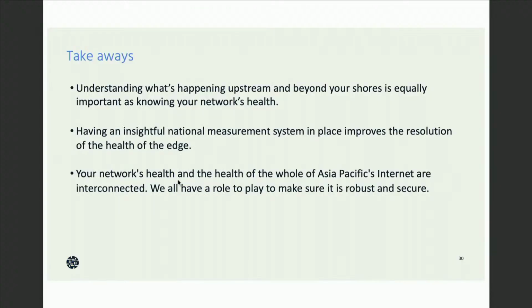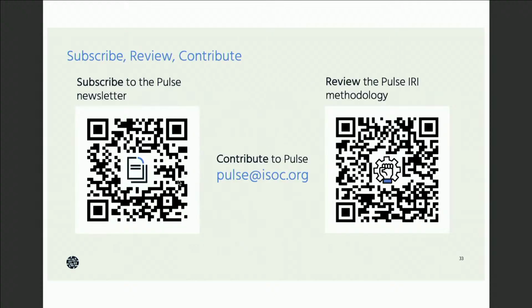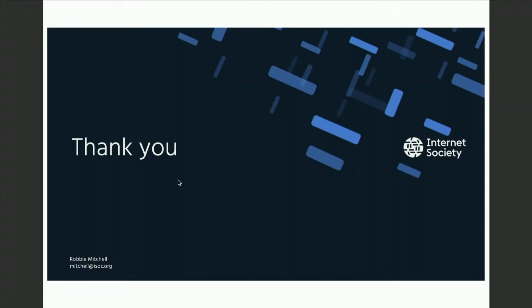So we all have a role to play in this. If you fix your own network and all aggregated together, this will change your index eventually. So we all have a role to play in making the internet more resilient. It is not if but when, and I hope it is not you that appears on the blank sheet that's there as the next outage. And if you want more information, you can subscribe to our newsletter or have a look at our methodology to have more details about our index. Thank you very much.